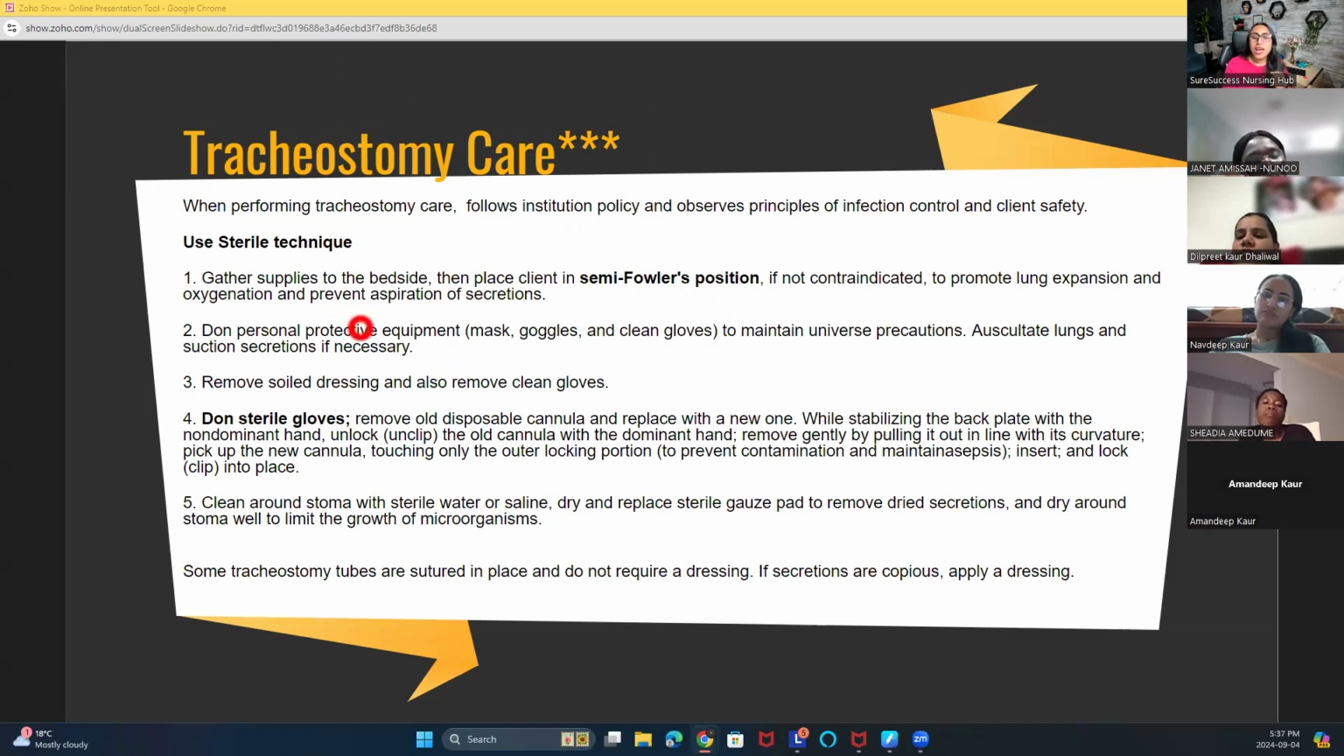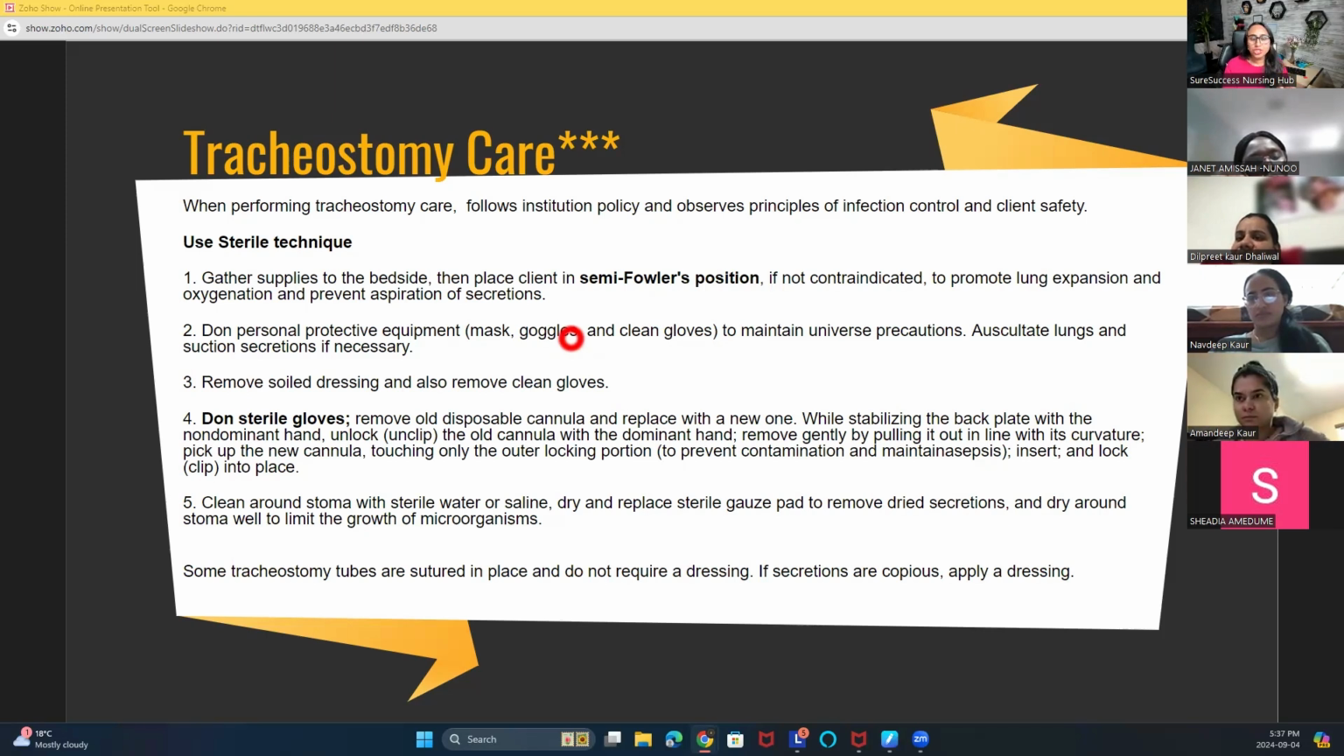Then wear the mask, goggles, clean gloves. Most students are so confused with the goggles, when to use, when not to use. Anytime you're doing something where you have secretions, where you are playing with the secretions, for example, a urinary catheter.